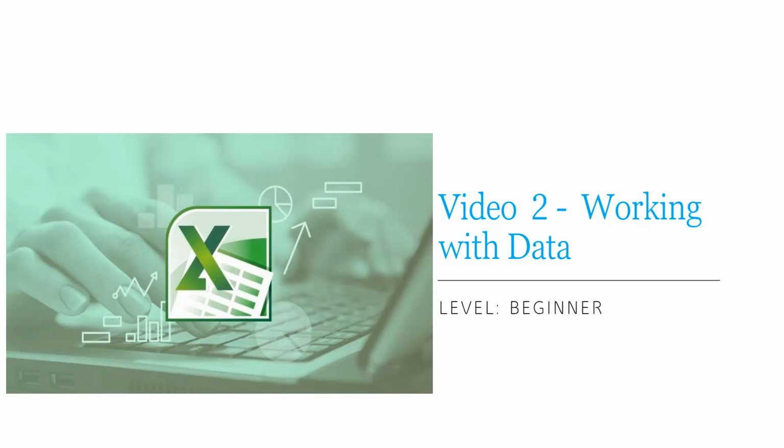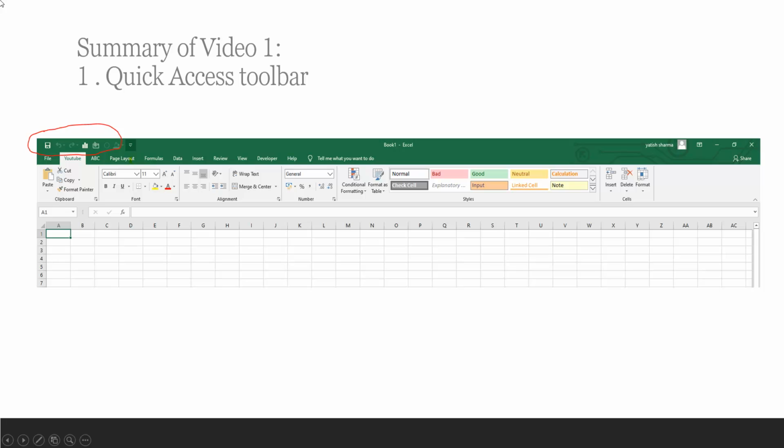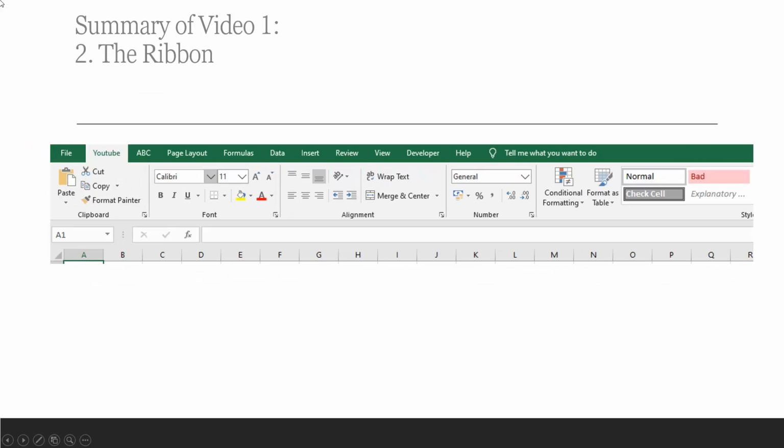Before we go ahead, I'll take 30 seconds to recap the previous video. And just to let you know, this video is about working with data and this is the beginner level series. So to quickly summarize, picture 1 is that of the quick access toolbar. The highlighted area in red is where the frequently used options are available such as save, undo and redo.